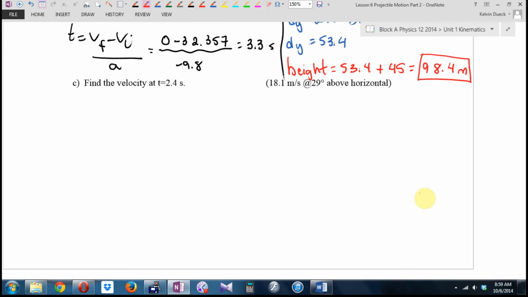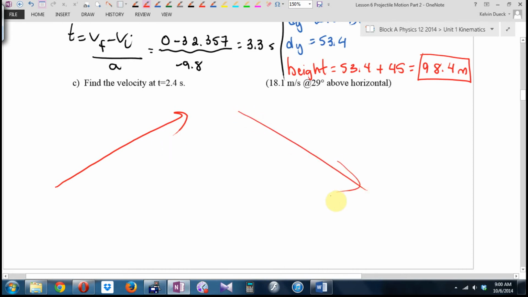I like question C. Question C is a nice question. What does C want me to find? Okay, now velocity, here's what it wants me to find. It either wants me to find the slanty velocity like that if it's on its way up, or it wants me to find the slanty velocity like that if it's on its way down.